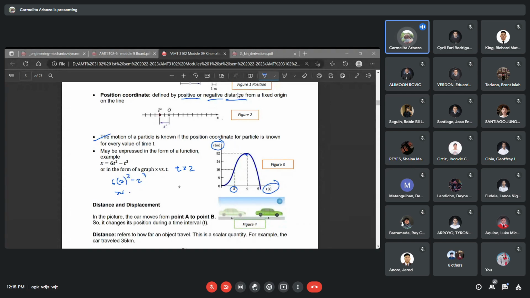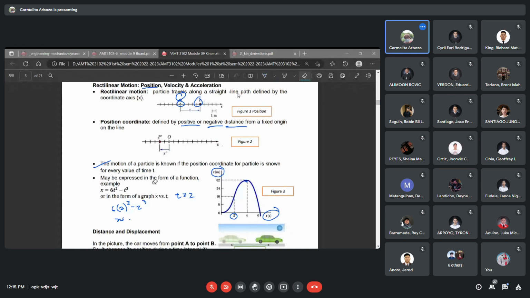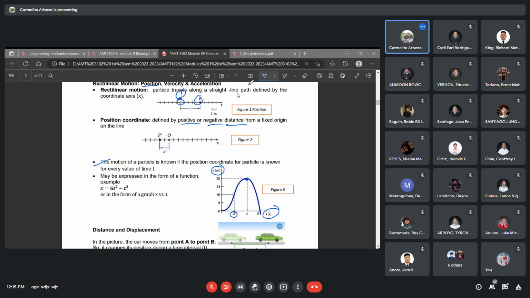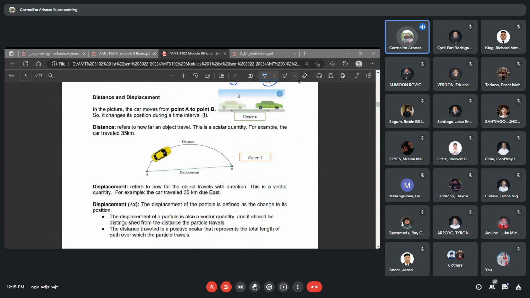Here, when the time is 4 seconds, nasa highest peak siya, distance. And when the time is 6, nandito po siya, back to 0. Kaya nagkaroon siya ng 4. Okay? So, ano ang pagkakaiba naman ng distance and displacement?